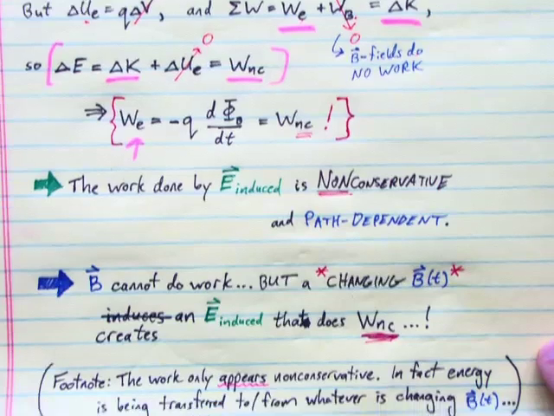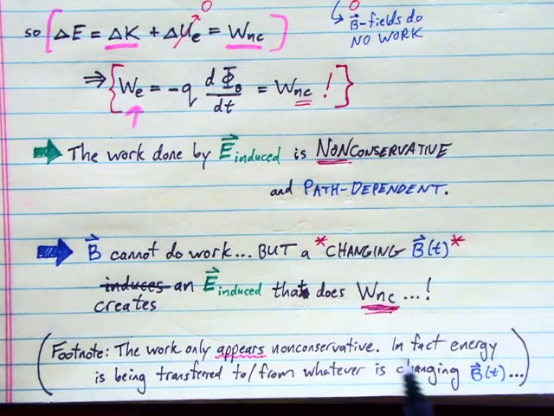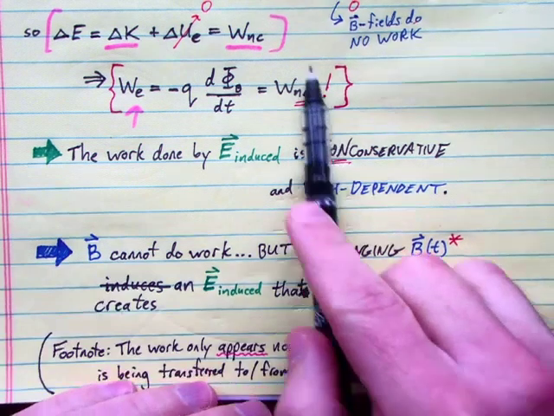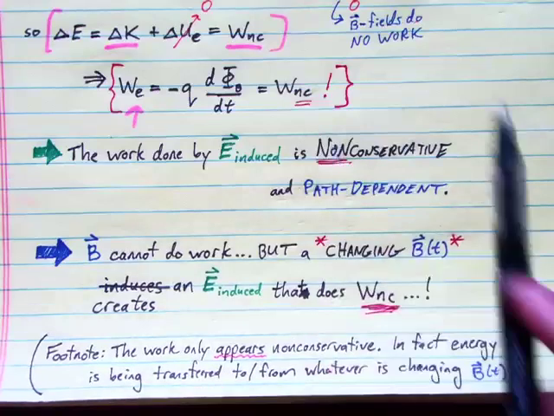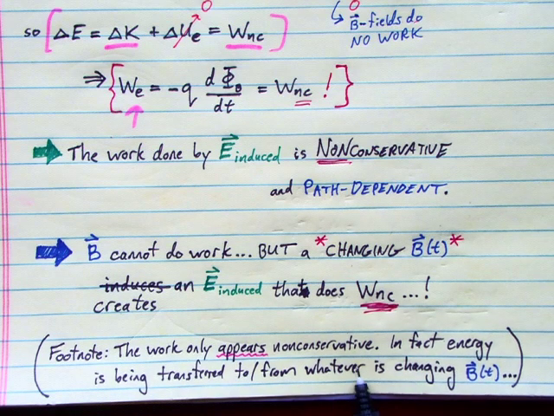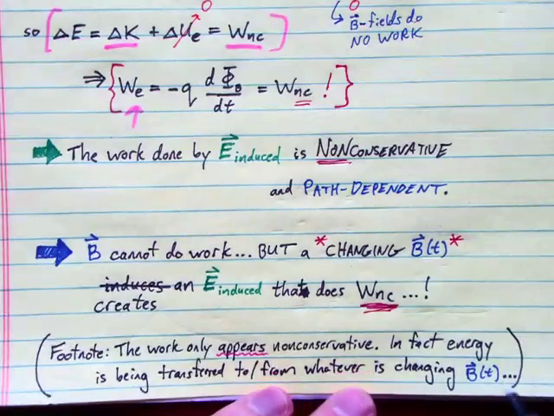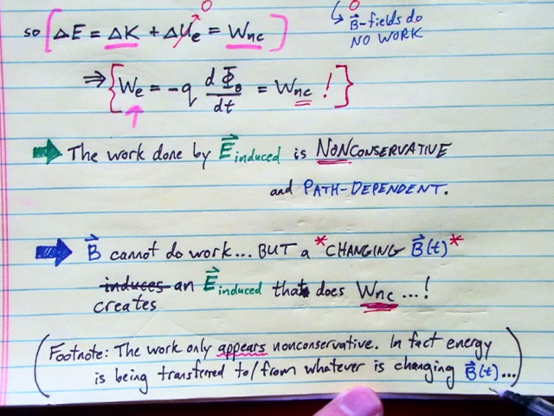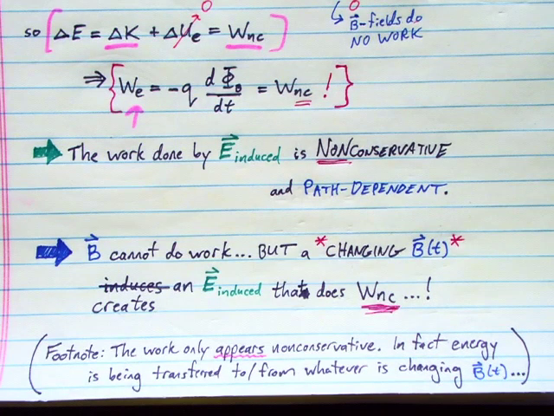Okay, a little footnote here in case our main conclusion here bothers you. The work only appears to be non-conservative. In fact, it's still true as a general principle that energy can neither be created nor destroyed. So this non-conservative work that the electric field appears to be doing, this energy that's being added or removed by these induced electric fields, that energy is actually being transferred to or from whatever outside system is changing that magnetic field in the first place. So we've been neglecting the part of the system that was changing the magnetic field. That is some reservoir of energy that's transferring energy to and from our system via this seemingly non-conservative work being done by our induced electric field.